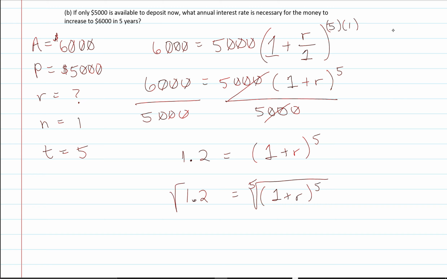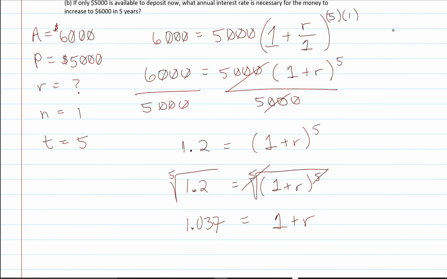So this will help us a lot because on the right hand side, if we take the 5th root of something raised to the 5th power, that's just going to leave us with the radicand of 1 plus R. And then we take the 5th root of 1.2. So you plug this into your scientific calculator and you'll get 1.037. All right, and now just solving for R, you just go ahead and subtract 1 from both sides. Right, so R is equal to 0.037.